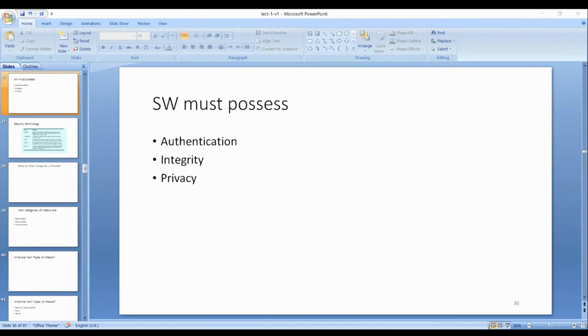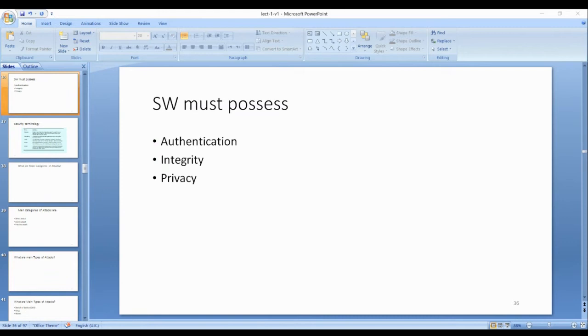What is authentication? Authentication means who is who. Client and the server know each other.